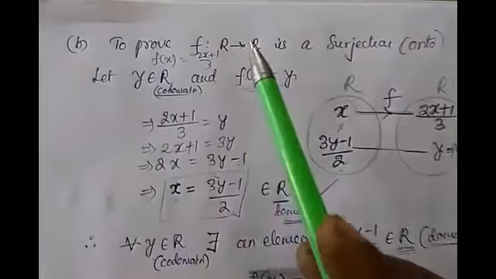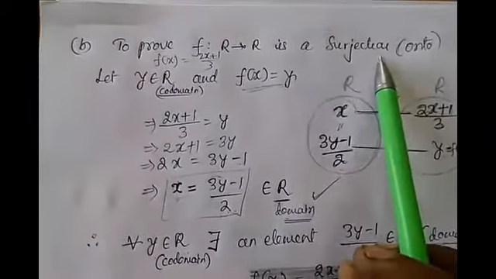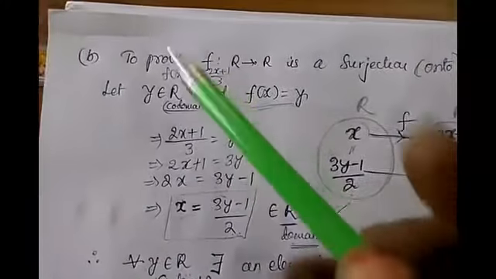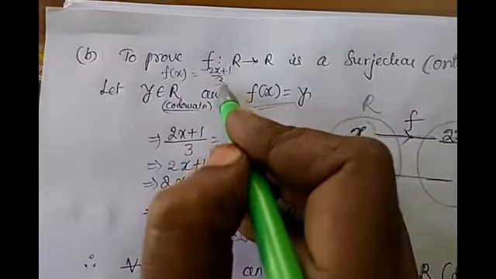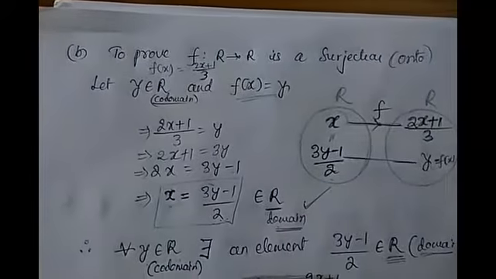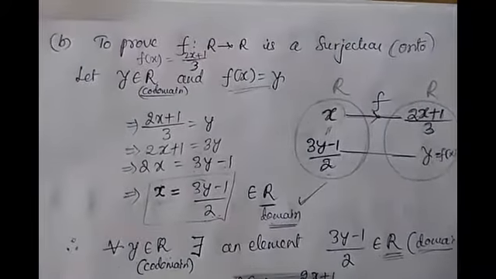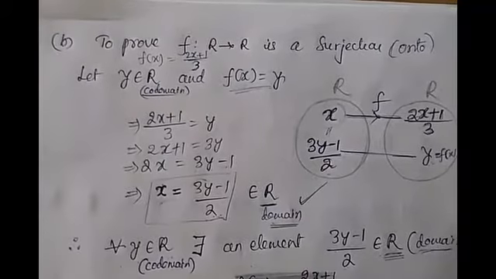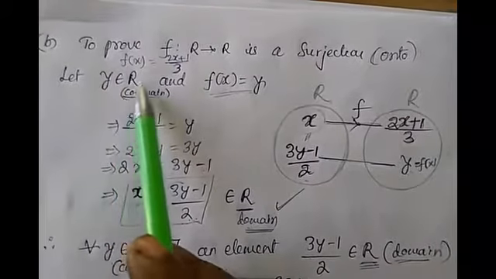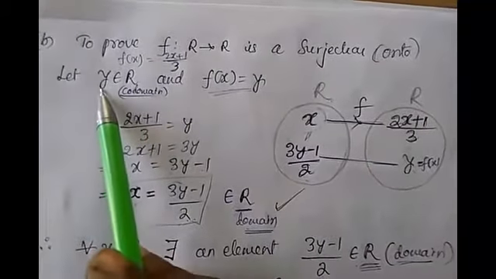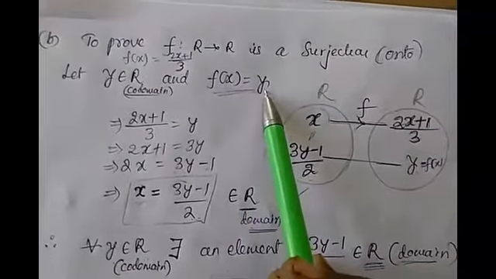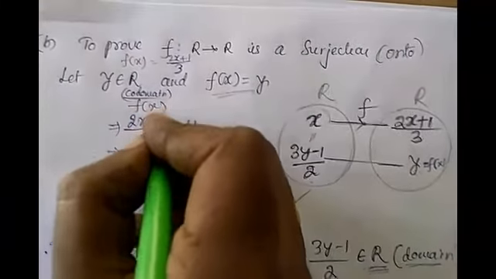B. To prove f from R to R is a surjection. The given function is f of x is equal to 2x plus 1 by 3. Now we have to prove that the function f is a surjection, that means an onto function. As we discussed in the previous video, we have to use the proof technique of onto. Let us take y belongs to R, that means y is an element of the codomain, and assume f of x is equal to y.